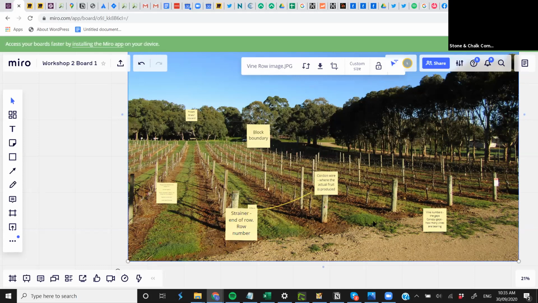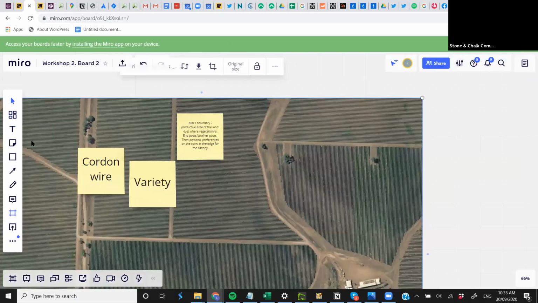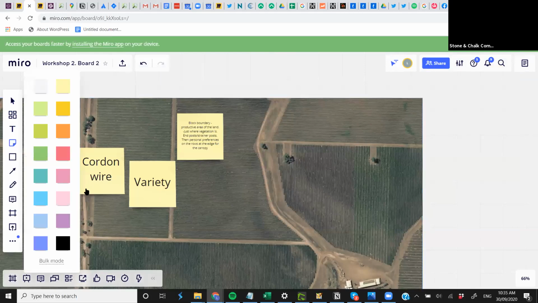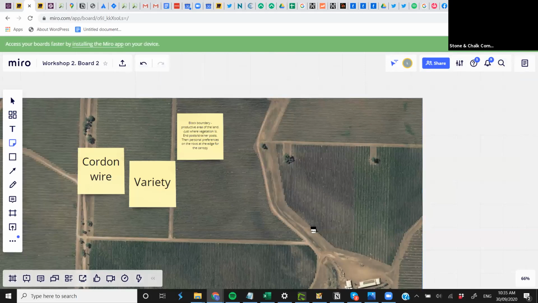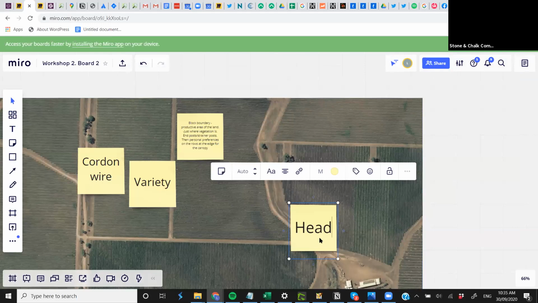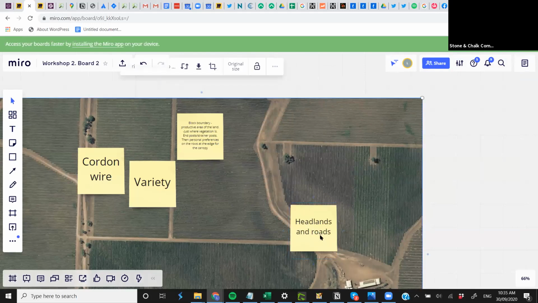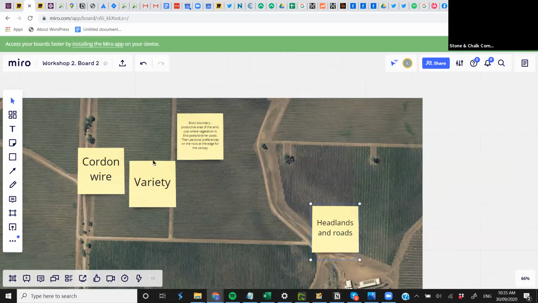Okay, excellent. So Lindsay, just following on from what I was saying before, once you've got the block boundary, that then helps you define the headlands. And in terms of property level management, I'm sure vineyard managers would like to have maps of their headlands and the roads and so on and so forth. But you'd be interested in those for a slightly different reason than you would be interested in the productive area, for example.